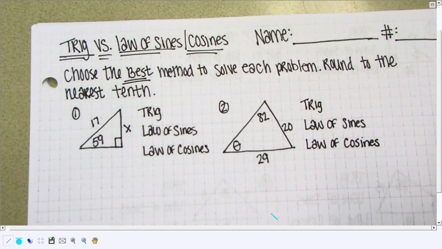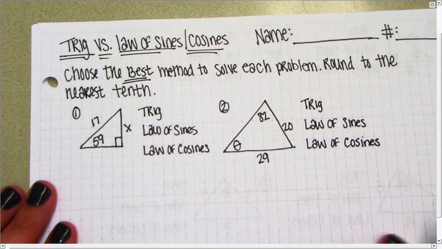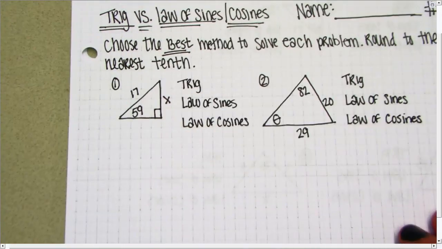In this practice, we're going to talk through the best method of choice when solving these problems. Best meaning fastest, the most efficient way to do these. To start, this is going to be trig versus law of sines and law of cosines. Looking at the first problem, we want to decide what method we should use.